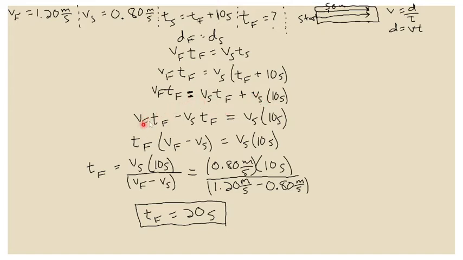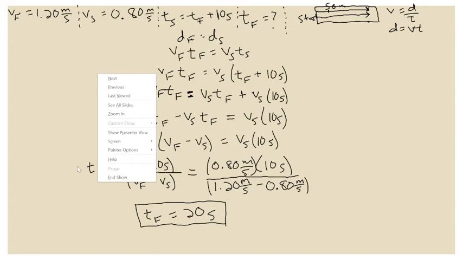And then moving on to the next line, notice that this term has the father's time, and this term has the father's time. So I've got to group them on the same side of the equation so I can factor it out. I've subtracted VSTF over to the other side. So I have father speed times father's time, minus son's speed times the father's time, equals VS times 10 seconds. Both of those terms have a TF, so I factored it out. I have TF times (VF minus VS) equals VS times 10 seconds. And then all I have to do is divide over this difference in speeds to the other side, and I have my equation.